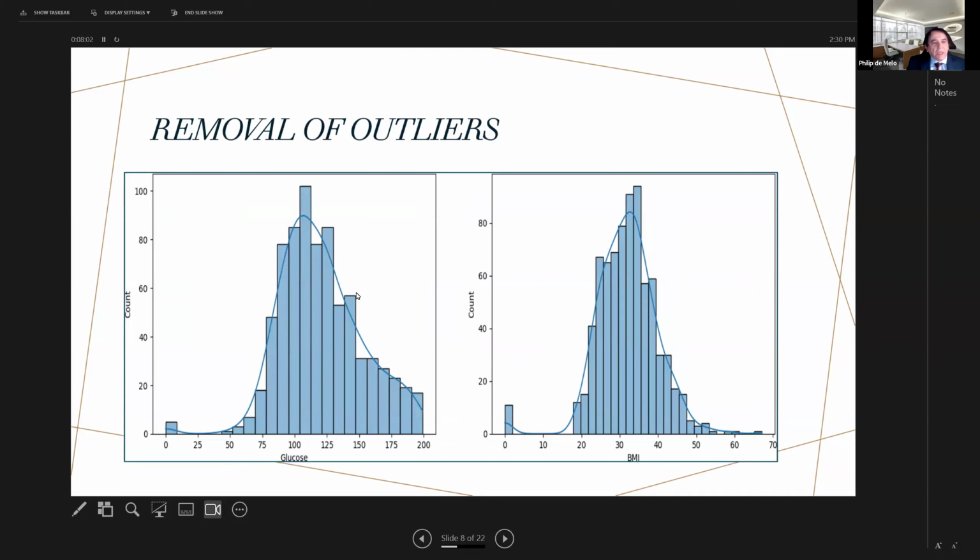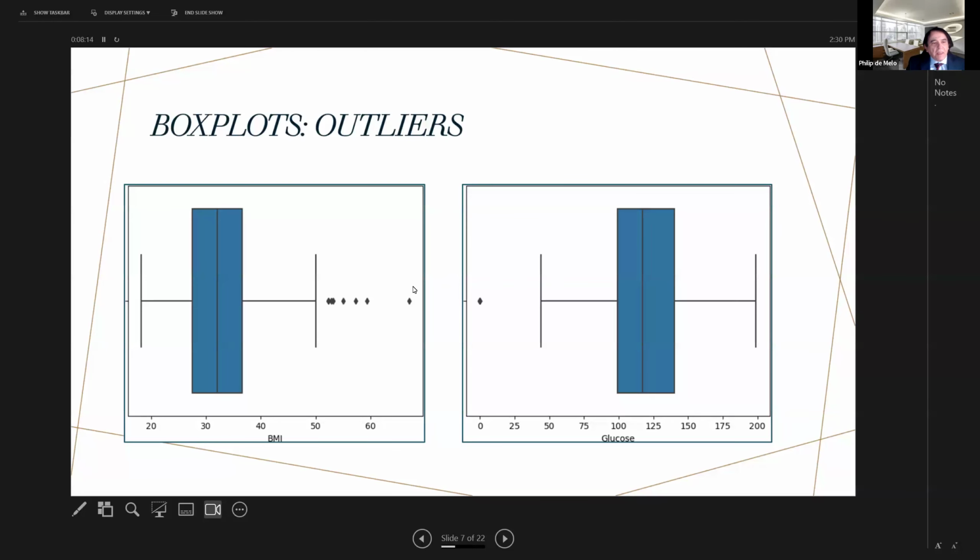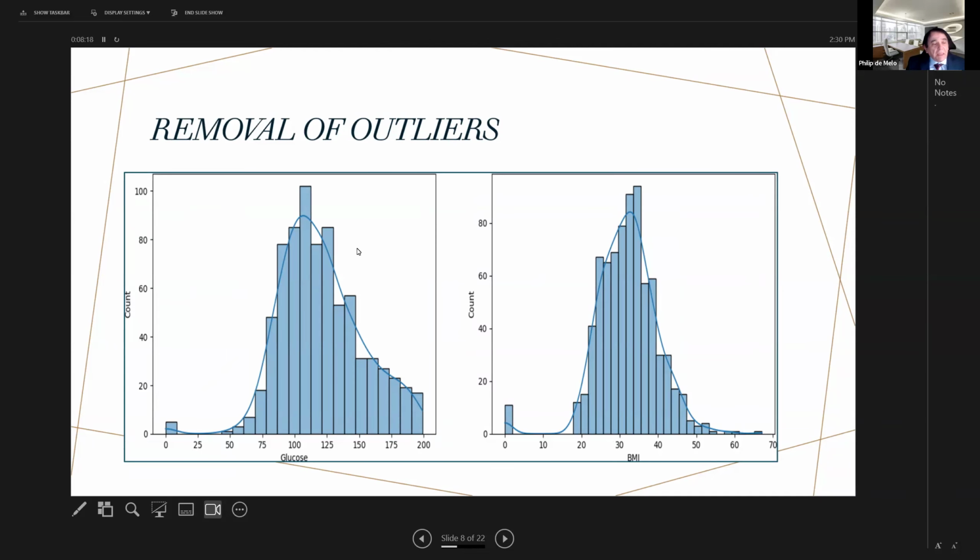Now, what we do next, we do histograms. Histograms are important for two things. The first thing, we can identify these outliers that we see in these plots beyond the whiskers, let's say 0 here and 0 here. And also, we have a very important thing.